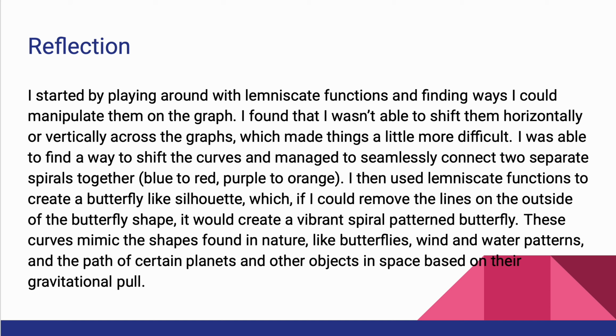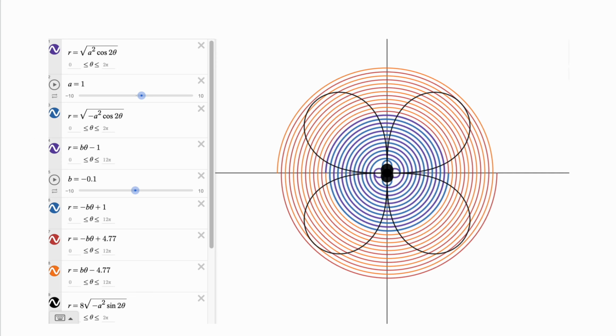They were trying to shift the curves to seamlessly connect two spirals together and create this silhouette that looked like a butterfly. They were looking at something really vibrant, and this is what they created. We can see the butterfly's wings, and we can see this really vibrant background with a blend of colors.